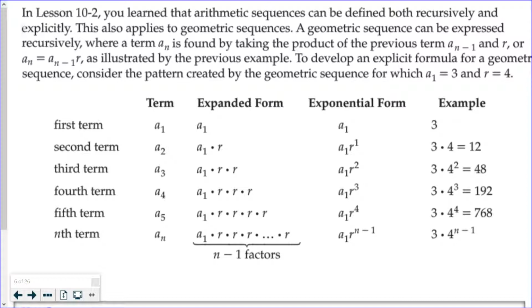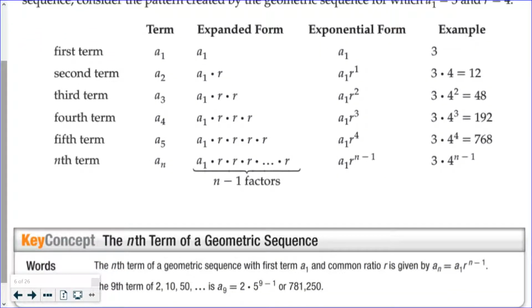So to figure out our formula for the explicit form, we notice that for geometric sequences, my first term is just a sub 1. My second term is a sub 1 times r. My third term is a sub 1 times r squared. Notice here that for a sub 2 I multiply by 1 r, for a sub 3 I multiply by 2 r's, for a sub 4, 3 r's. Notice that it's always one less r than the term number. So a sub n is going to be that first term times n minus 1 factors of r, so r to the n minus 1 power.